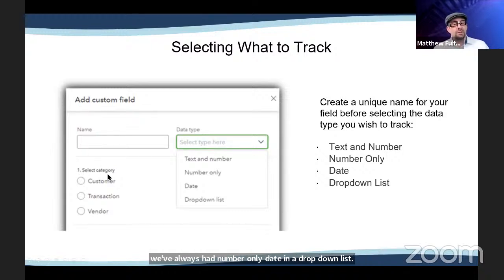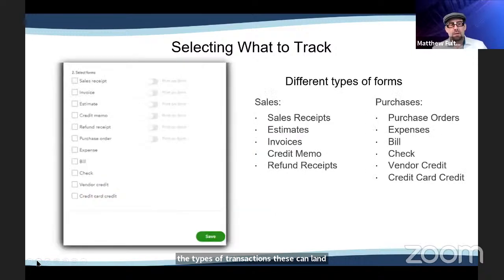You're also then going to select the category, and I'm going to explain these in deeper detail in just a moment, but you'll select the category as well: customer, transaction, and vendor, and that will impact which types of transactions these can land onto. Once you've done that, this is one big pop-up that shows up on the screen.